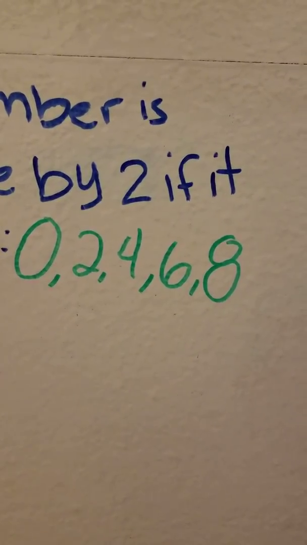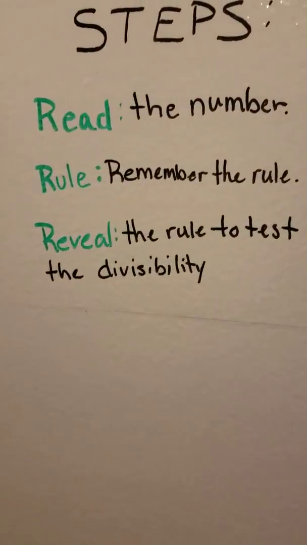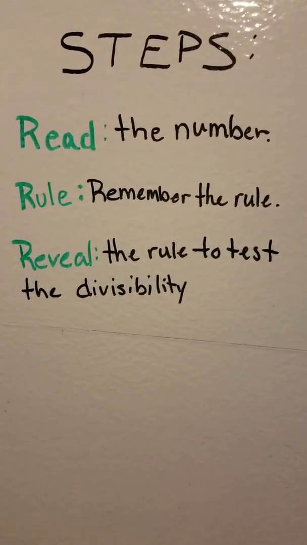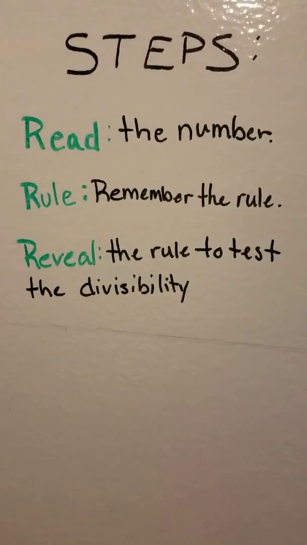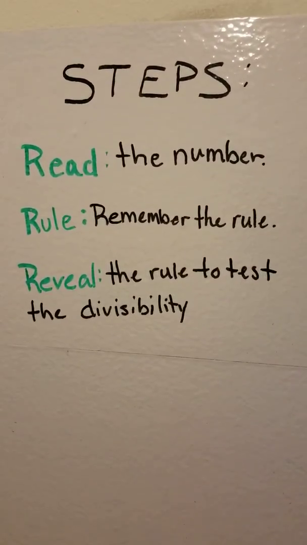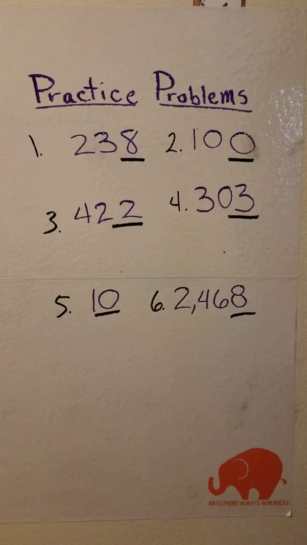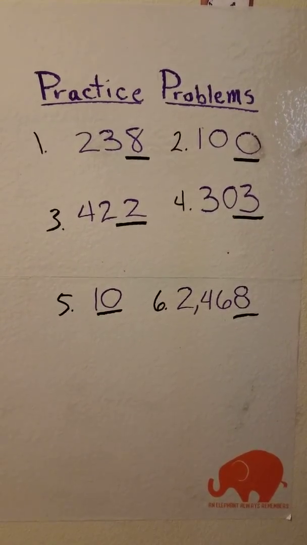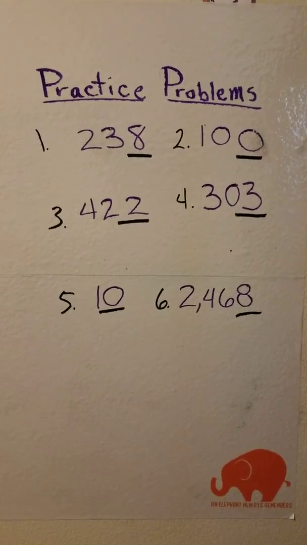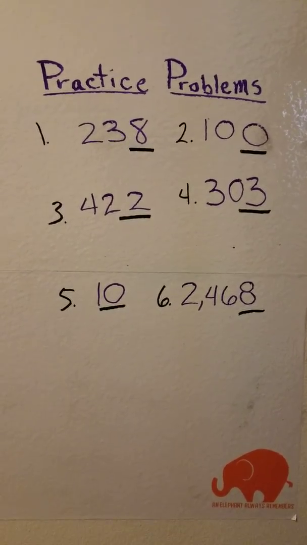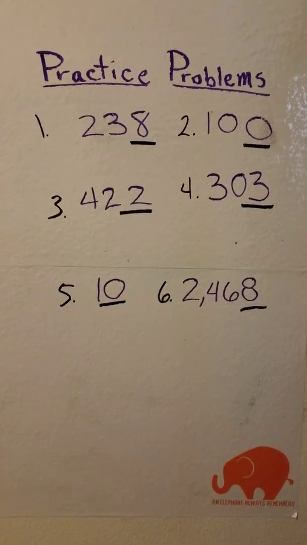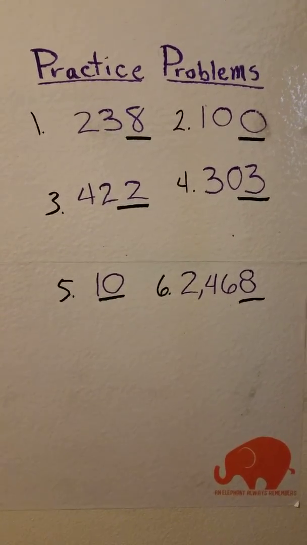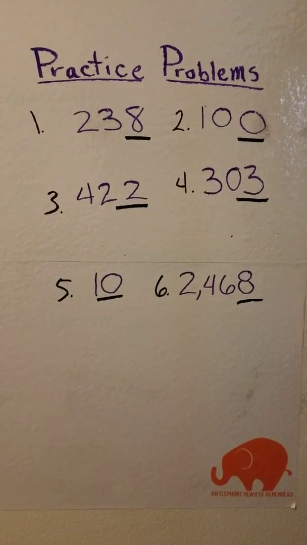Remembering those rules, going back to our steps, we're going to read the number, remember the rule, and reveal the rule to test the divisibility. So we're going to move on over to our practice problems. Here are our practice problems. I wrote 6 for today. I underlined the last digit of each number because remember, with divisibility of 2, you have to look at your last digit and it needs to end in 0, 2, 4, 6, or 8.